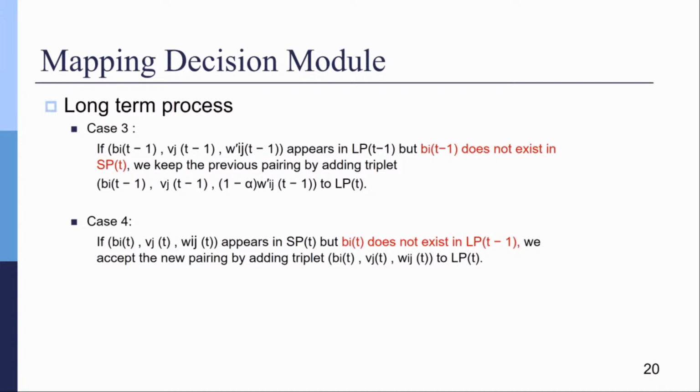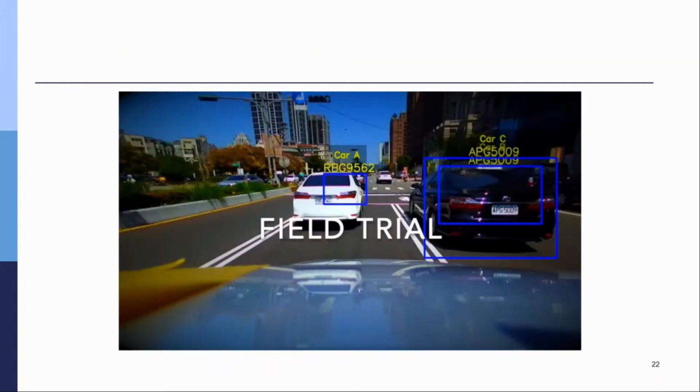The last case is that we can find a pairing result for packet BI in short-term pairing, but we cannot find it in long-term pairing result. For this case, we will accept this new pairing and insert it into LP of T. After the above steps, we get the long-term pairing result LP of T for time T.